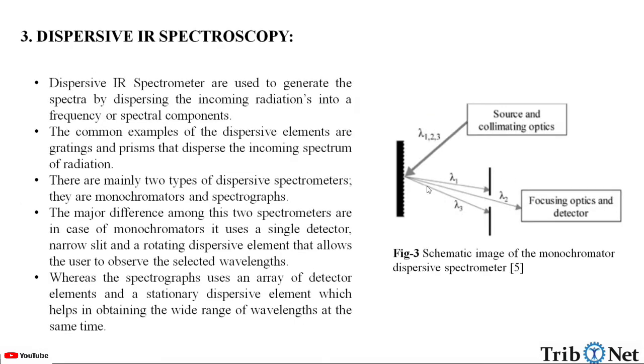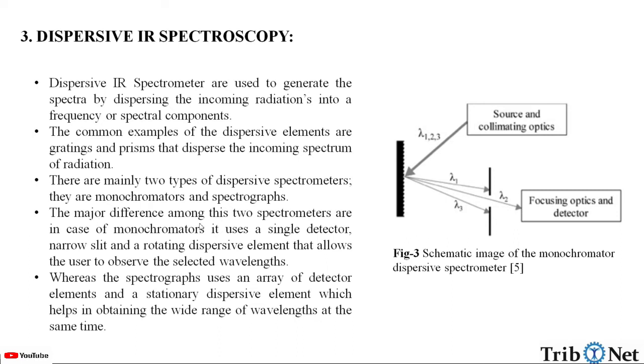What is dispersive IR spectroscopy? In dispersive IR spectroscopy, they are used to generate the spectra by dispersing the incoming radiations into a frequency or spectral components. The common examples of the dispersive elements are gratings and prisms that disperse the incoming spectrum of radiation. There are mainly two types of dispersive spectrometers. They are monochromators and spectrographs.